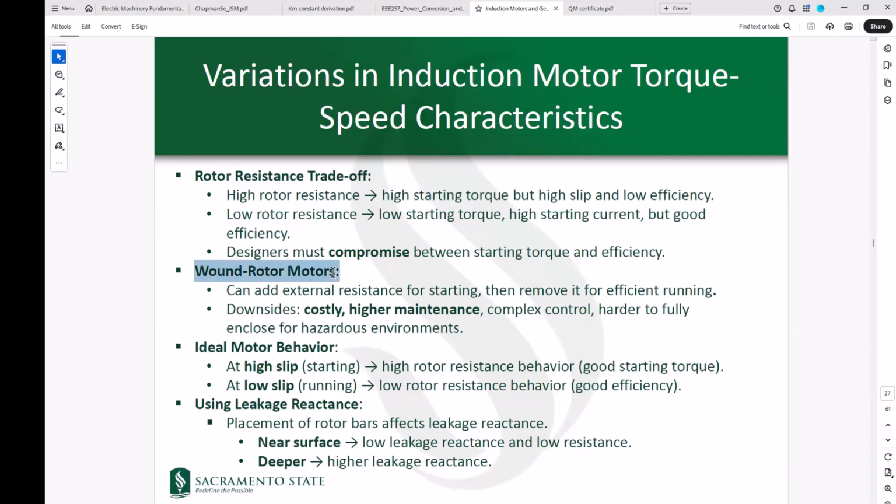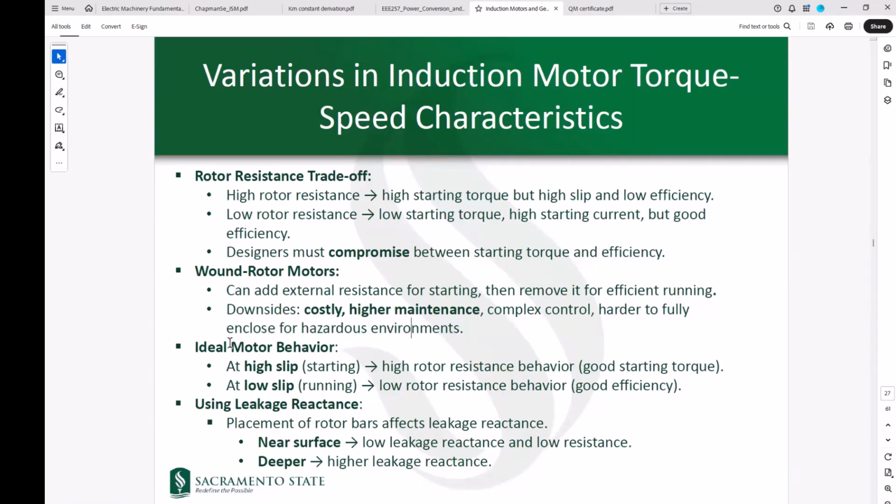In wound rotor motors, you can basically add the external resistance at the starting and then remove it for efficient running of the machine. However, the downside is that the wound rotor motor is more costly. It requires higher maintenance. It is more complex to control, and it is harder to fully enclose the motor for hazardous environments because you have to get basically the rotor terminals connected to external resistance, and this might not be very feasible.